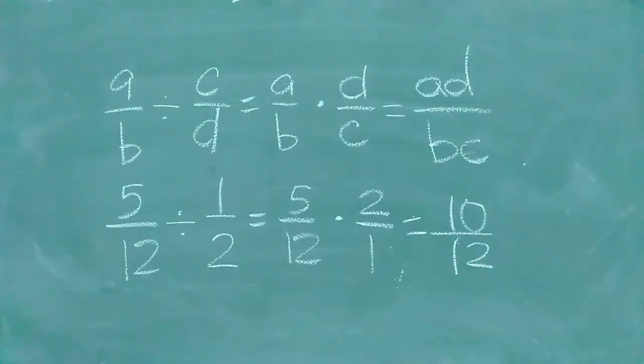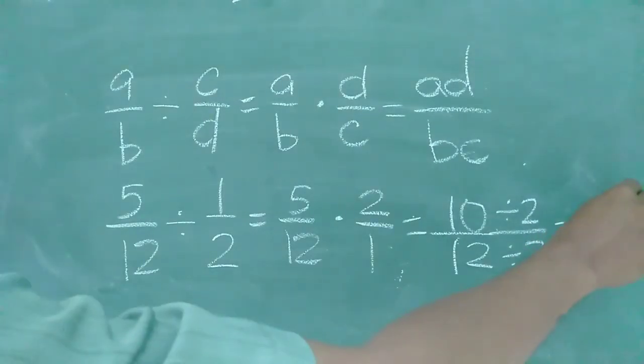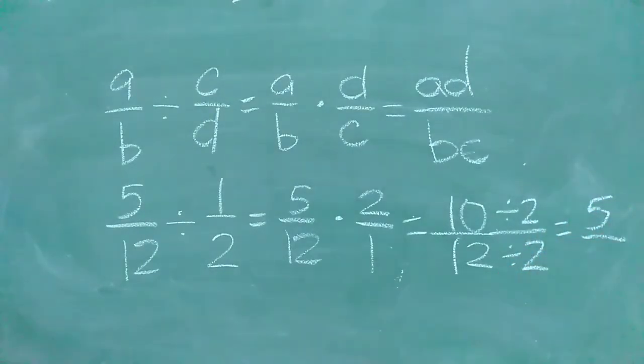So just like a while ago, when we studied reducing fractions, can we reduce this one? Yes, that's correct. We can reduce it by dividing 2 in the denominator and the numerator. So 10 divided by 2 is 5, and 12 divided by 2 is 6. That is our final answer.